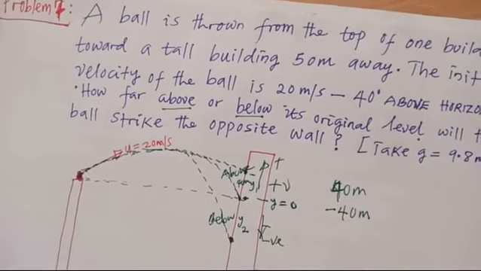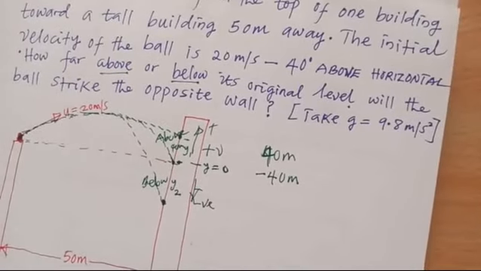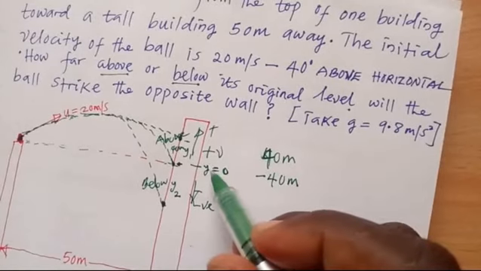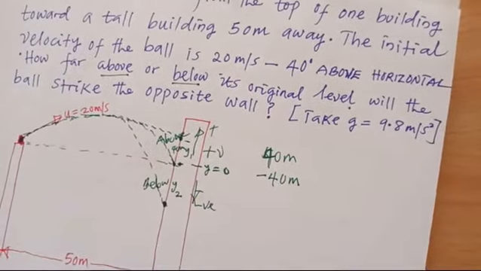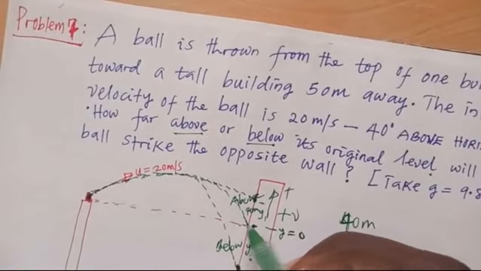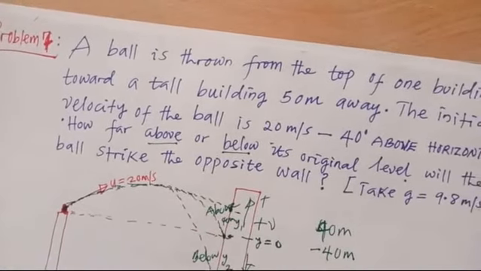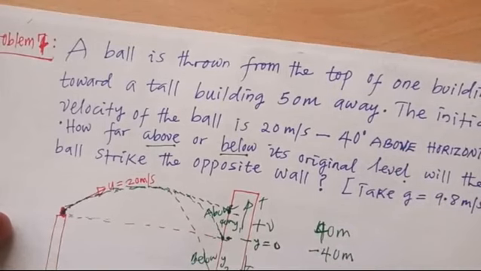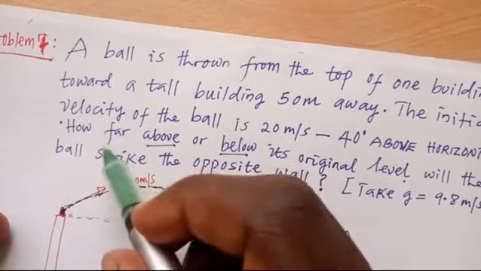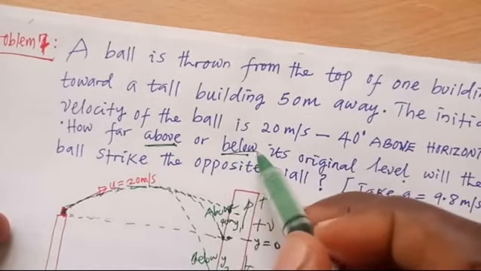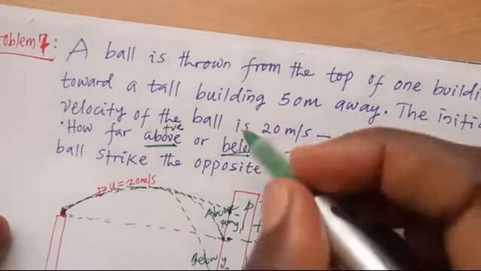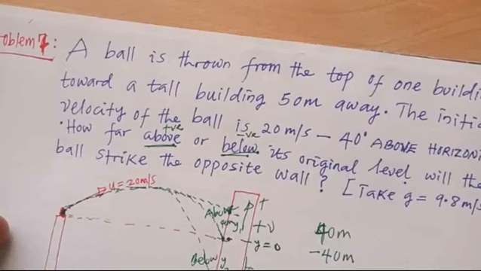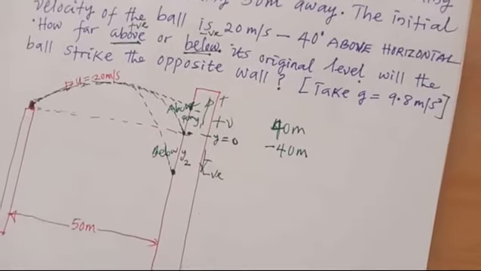Okay, so we don't know which one, but if we have zero, then we know that it is on the original level. It strikes here, so your y is 0. But I think because they know that we will not have that 0, this is why they say how far above or below. Okay, if we have positive value for y, it is above. If we have negative value for y, it is below the original level.